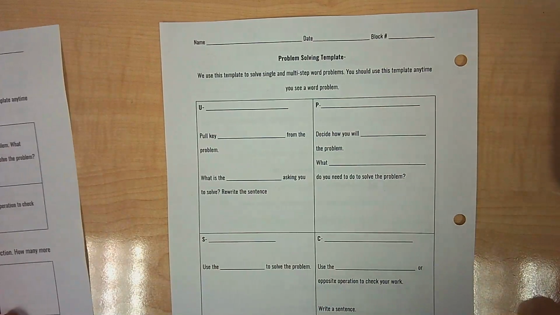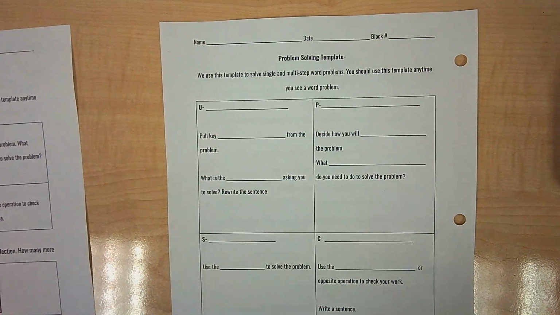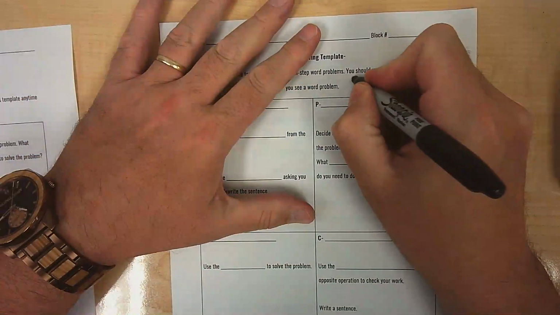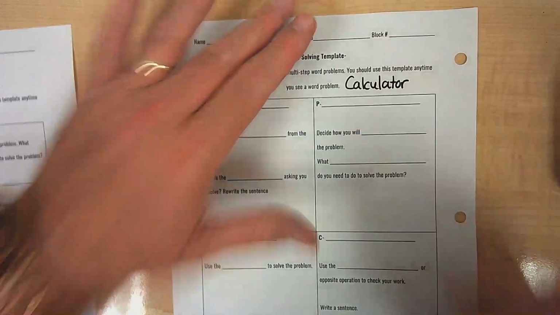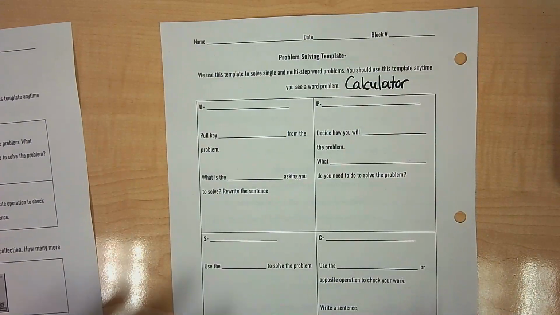So we're going to talk about the problem solving template. You use this to solve single and multi-step word problems. You should use this template anytime you see a word problem. You also can use your calculator when you see a word problem. We'll be practicing that with the Desmos shortly.